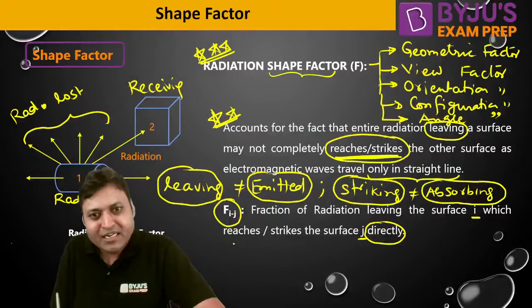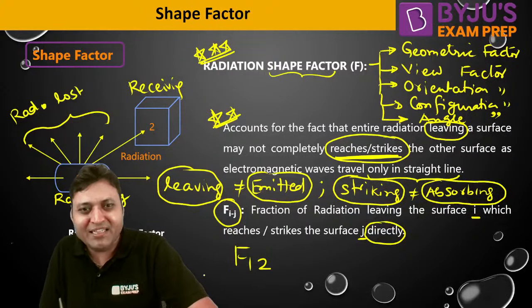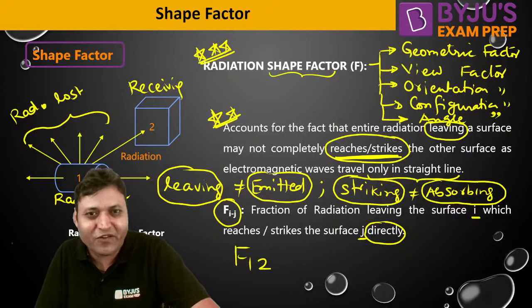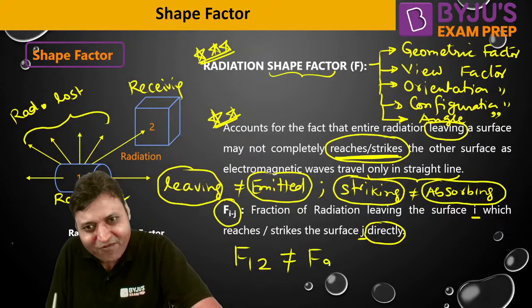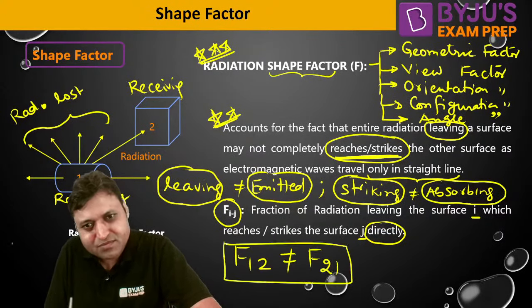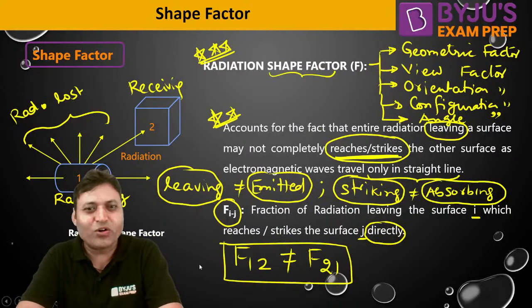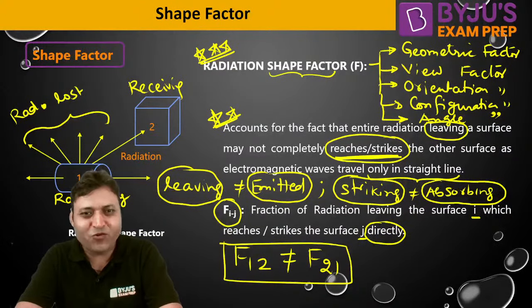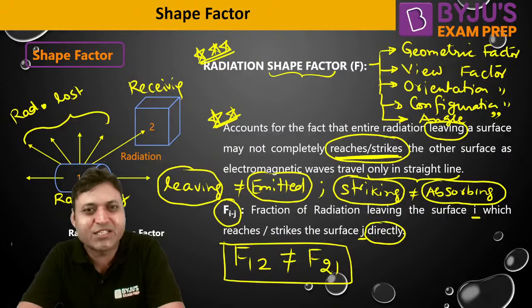Are you getting it? Similarly, F1 to 2 implies the fraction of radiation leaving surface 1 and reaching 2. That is not the same as F2 to 1. F1 to 2 is not equal to F2 to 1. They have different meanings. For F2 to 1, the radiating surface is 2 and the receiving surface is 1. I hope it is clear. If anybody has any doubt, please let me know.